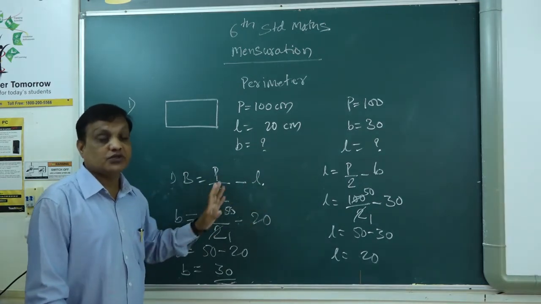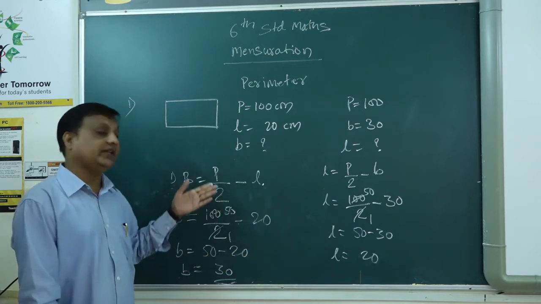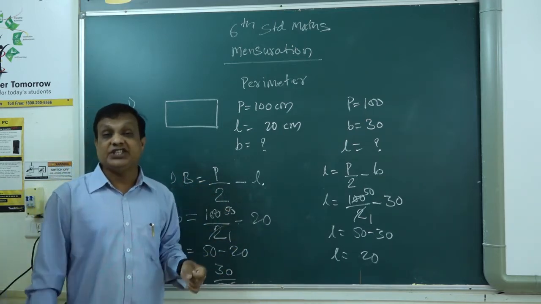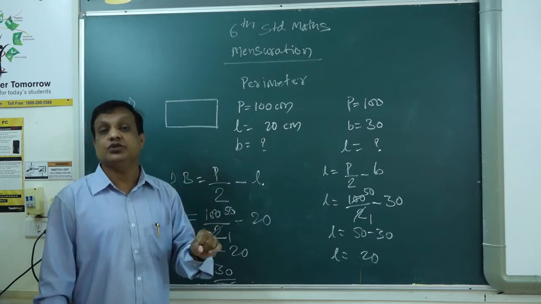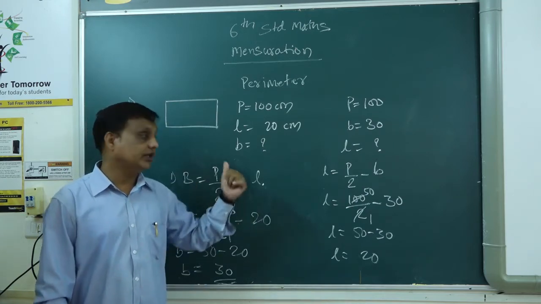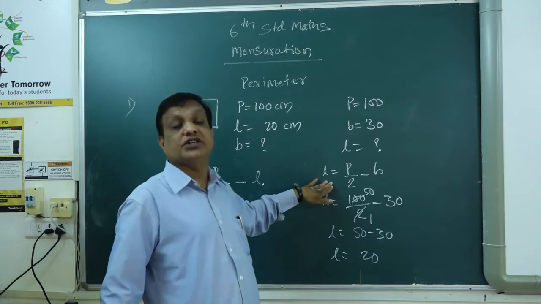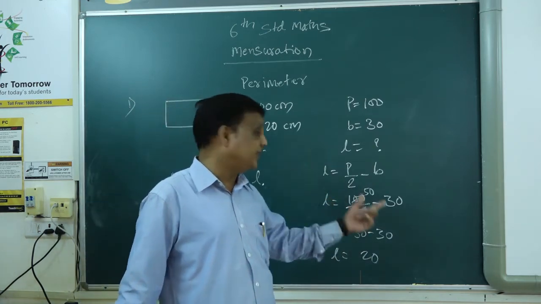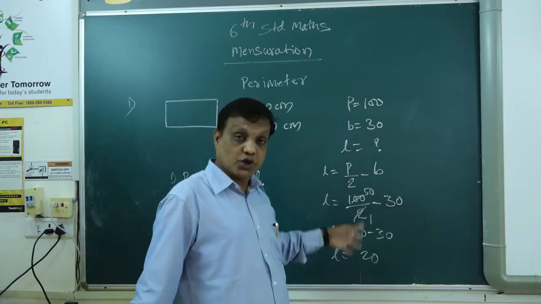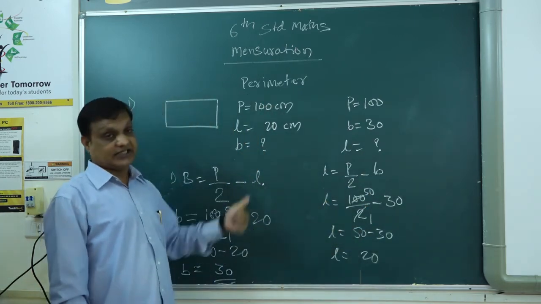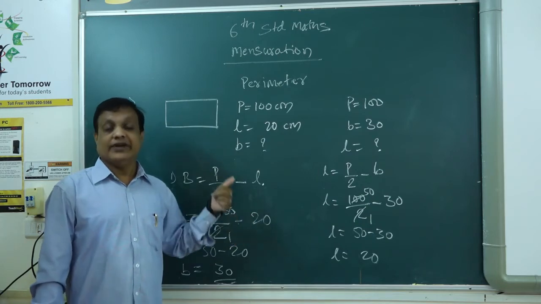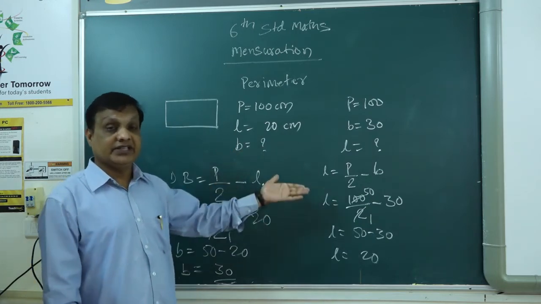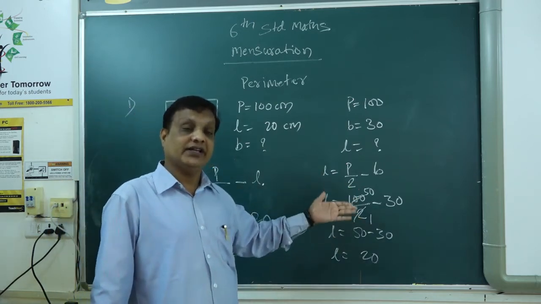This is the formula to find the problems when breadth is not given. Breadth is equal to perimeter divided by 2 minus length. When length is not given, what is the formula? Length is equal to perimeter divided by 2 minus breadth. So you solve, and you will get the answer. So what we learn? When perimeter is given and breadth is not given, we find the breadth, and when perimeter is given and length is not given, we find the length.